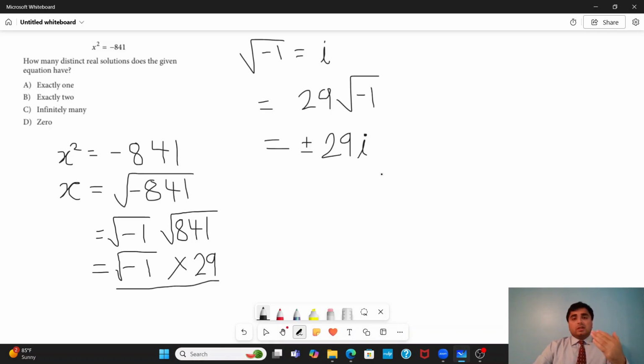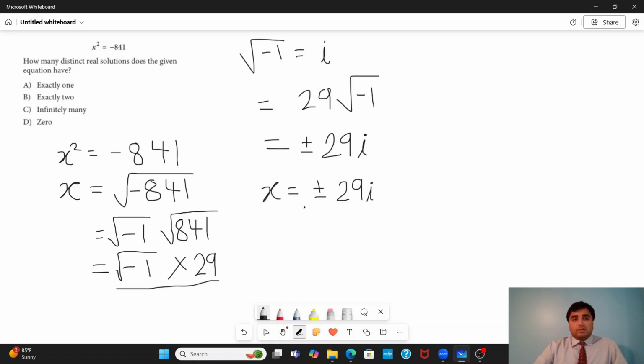And as I said before, imaginary numbers are not real numbers. So anyways, the variable x is equal to plus or minus 29i, which are both imaginary numbers, and imaginary numbers are not real numbers.